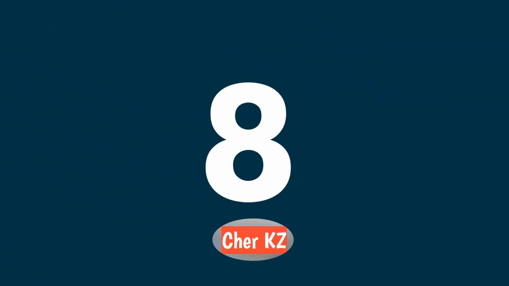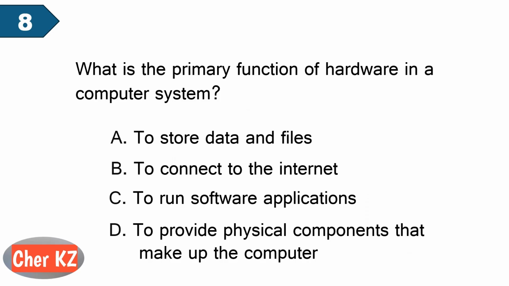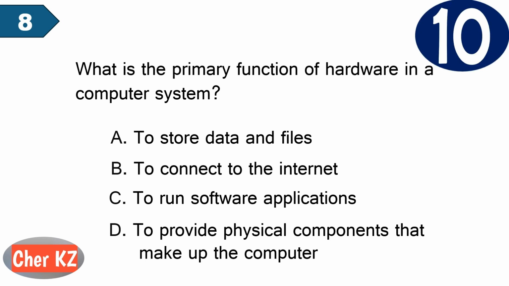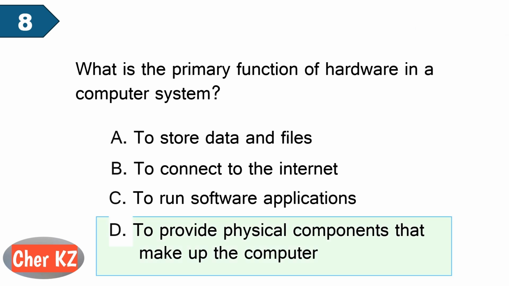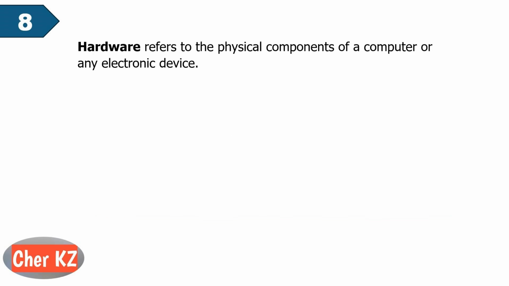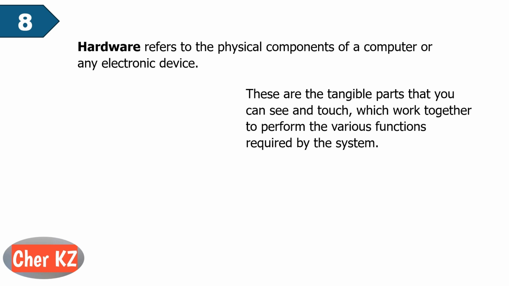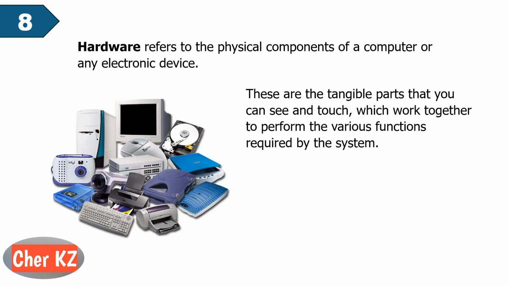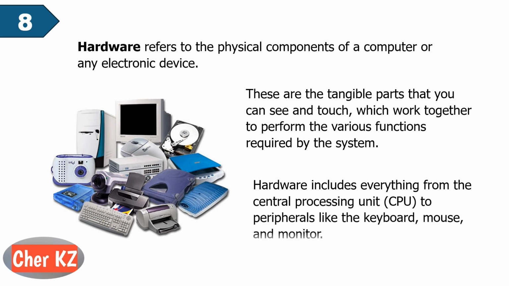Question number 8. What is the primary function of hardware in a computer system? The correct answer is letter D, to provide physical components that make up the computer. Hardware refers to the physical components of a computer. These are the tangible parts that you can see and touch, which work together to perform the various functions required by the system. Hardware includes everything from the central processing unit, CPU, to peripherals like the keyboard, mouse, and monitor.